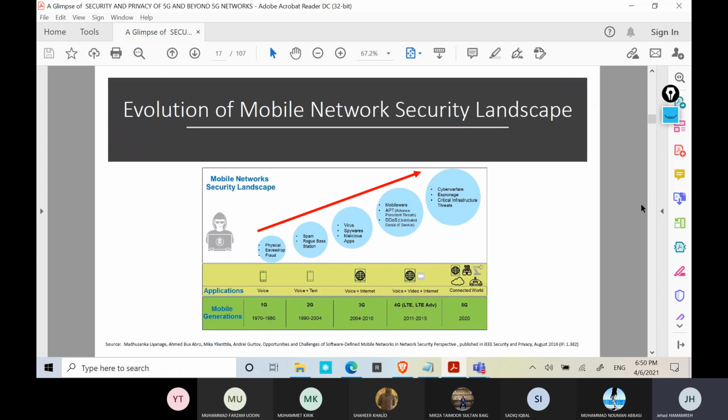Then let's see what the security requirements are, what the security threats are, how the new technologies are going to affect the security levels, and how to handle those threats or vulnerabilities and how to improve them in 5G. So let's again start from 1G to understand the evolution of the mobile network security landscape, starting from 1G, where we have really very simple, basic, intuitive attacks like eavesdropping and fraud attacks. And then with the emergence of the internet and the inclusion of text messaging, we have spam.